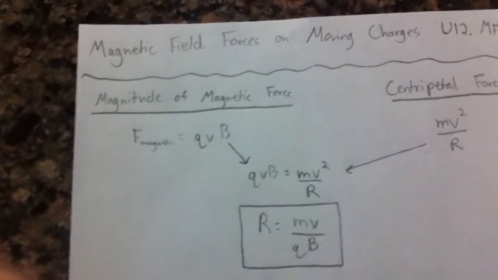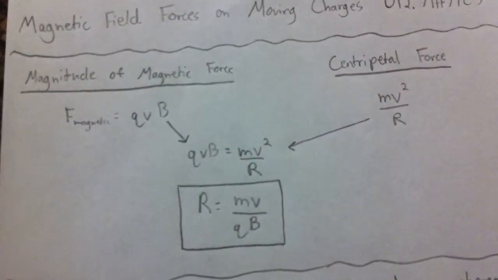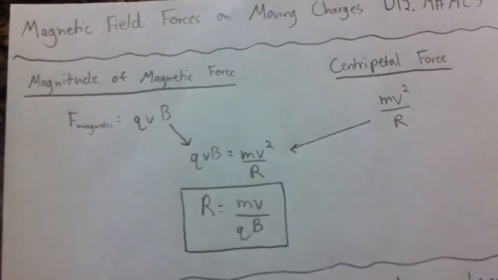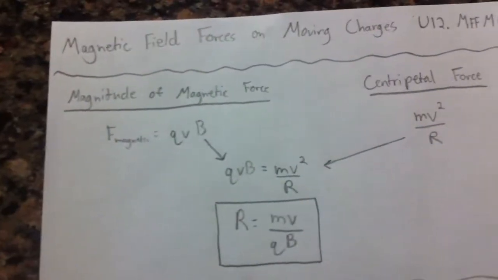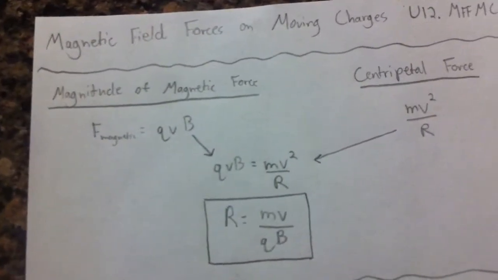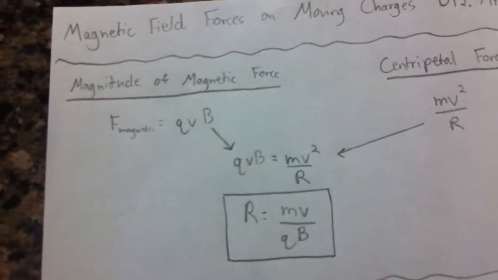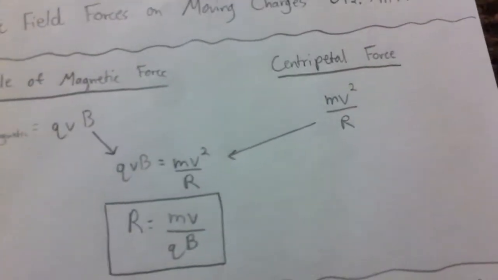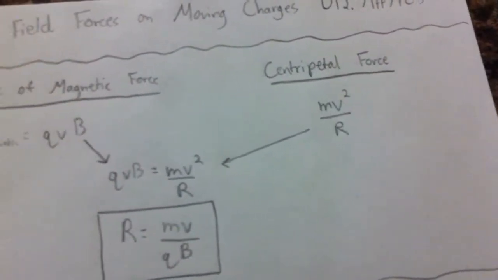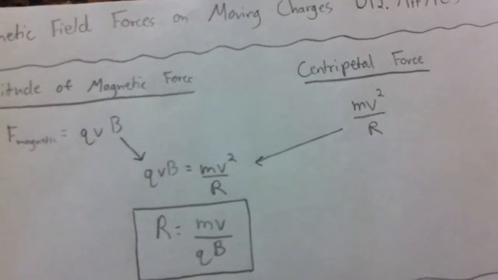To start off, the magnetic force on a particle that moves in a uniform magnetic field in a circular path acts as a centripetal force. So what we're going to do here is set the magnetic force formula equal to the centripetal force formula, since they really are the same thing.